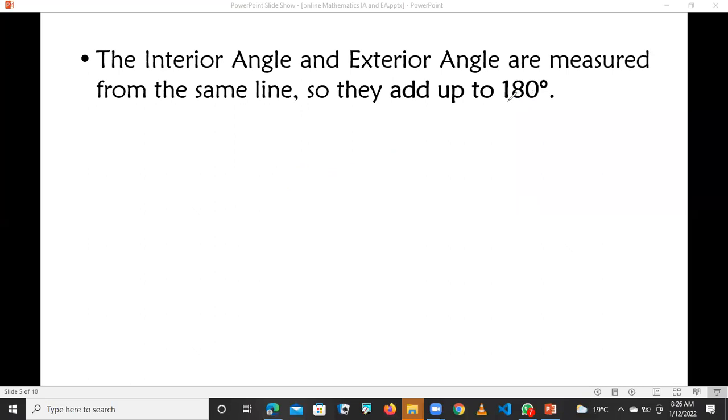I hope we are getting something. So that's why we have said that the interior angle and exterior angle are measured from the same line, so they add up to 180 degrees. Okay.